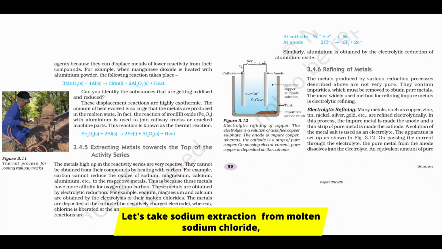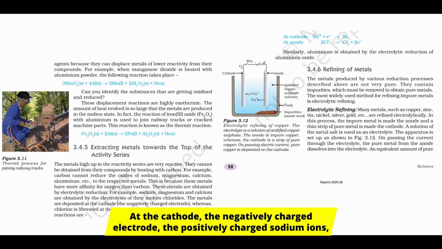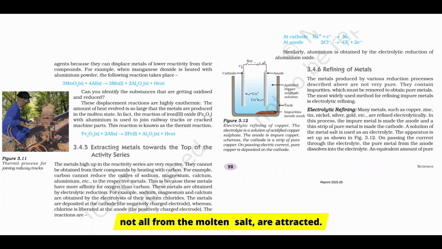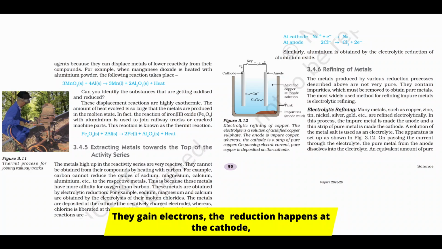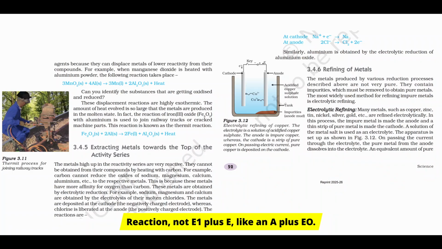Let's take sodium extraction from molten sodium chloride, NaCl, as the classic example of Down's process. We pass a strong electric current through the molten NaCl. At the cathode, the negatively charged electrode, the positively charged sodium ions from the molten salt are attracted. They gain electrons, reduction happens at the cathode, and are deposited as neutral liquid sodium metal. Reaction: Na+ plus e- gives Na.